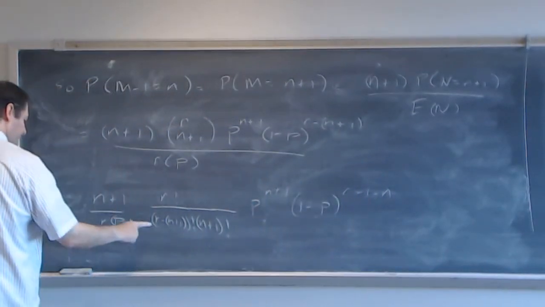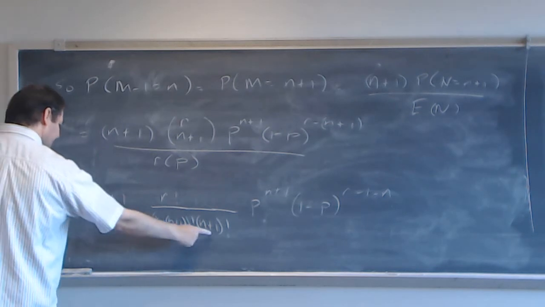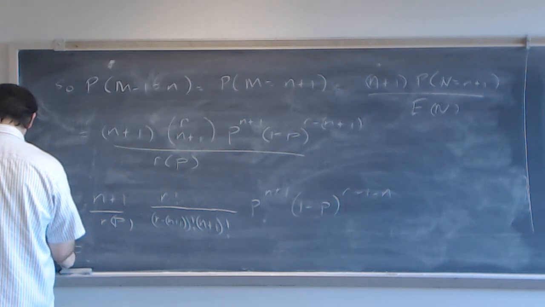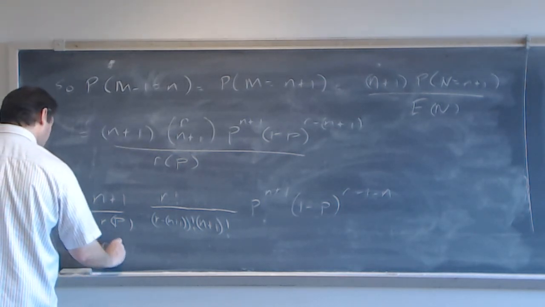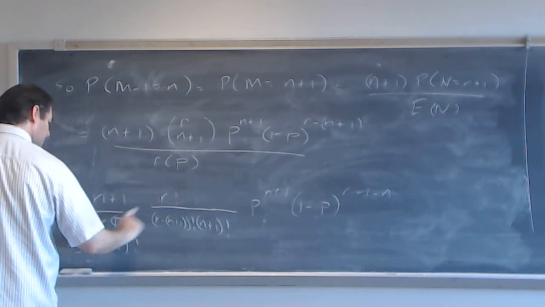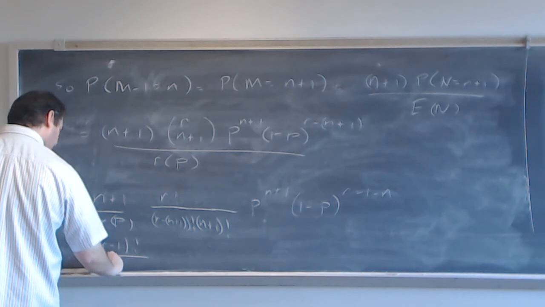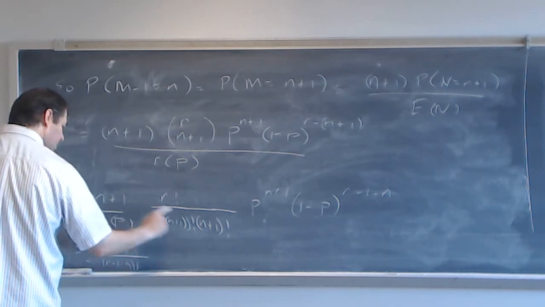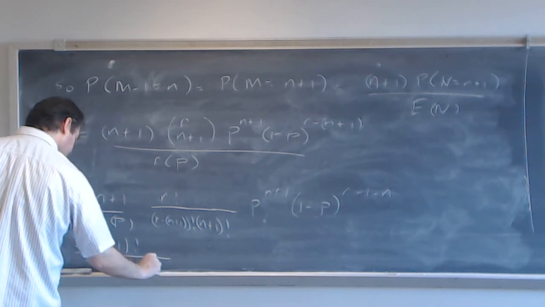Okay, so here we have some cancellations that occur. n plus 1 cancels with this n plus 1 factorial. r factorial and this r cancels. So here's what we're left with. We're left with r minus 1 factorial, because of the cancellation there. Here, this will be r minus 1 minus n, if you will, factorial. This n plus 1 cancels with the factor of n plus 1 in the n plus 1 factorial, leaving just the n factorial.